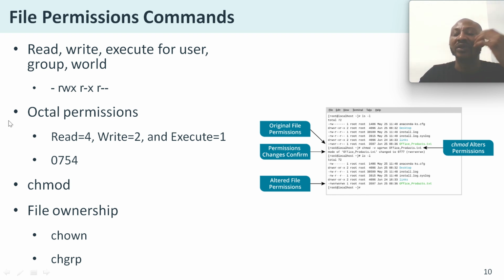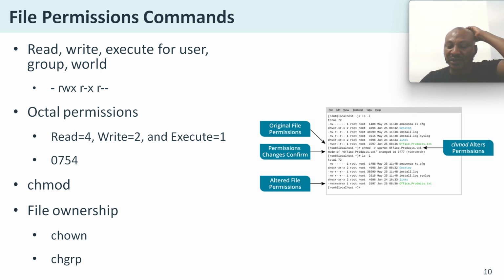When we look now, we notice that we have r w x, r - x, and so on. In Linux we have three sets of permission. The first one is the read permission, the second one is the write permission, and the third one is the execute permission. So these are the three permissions Linux has.